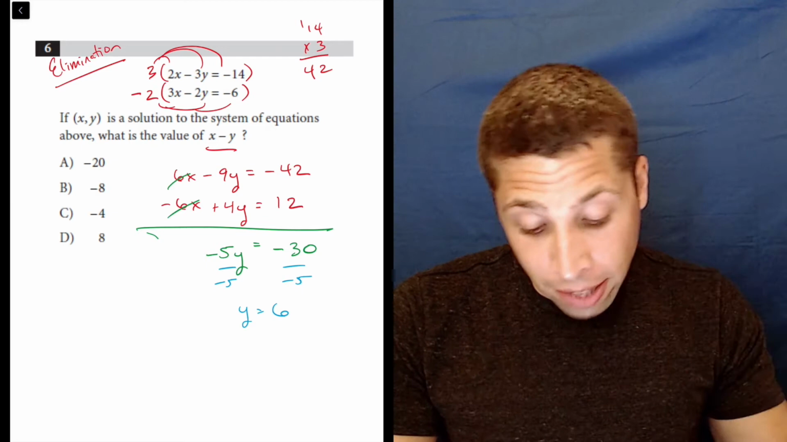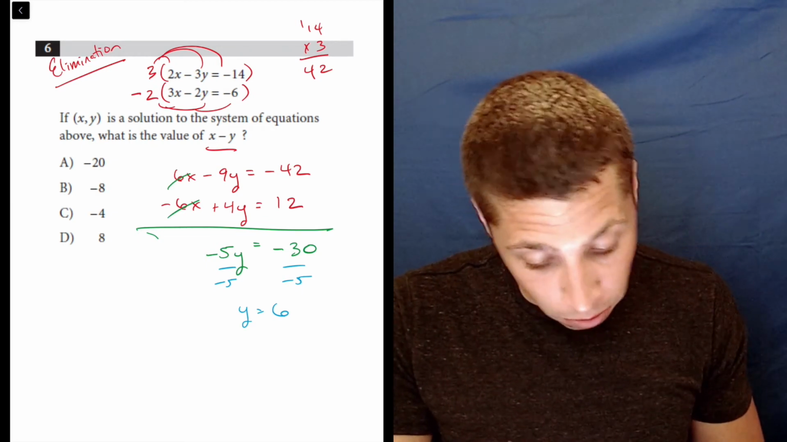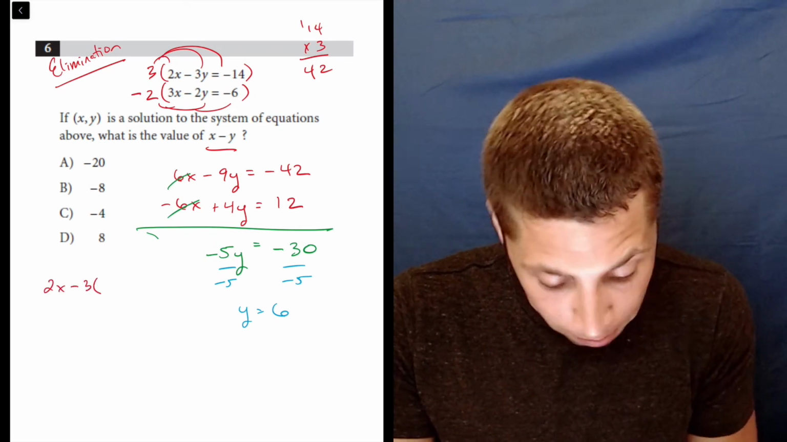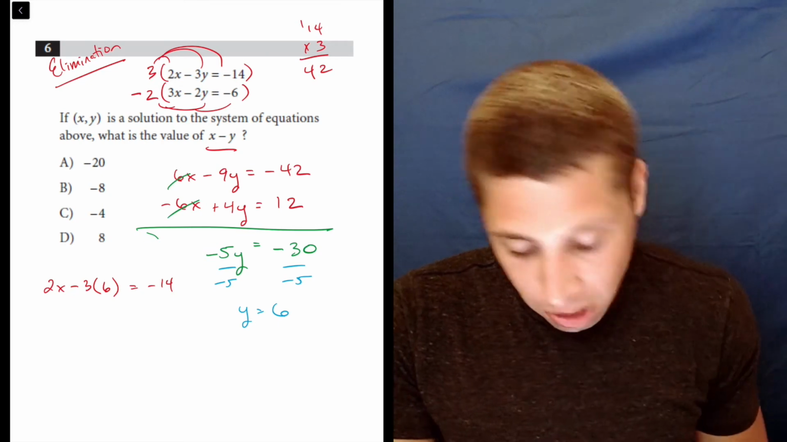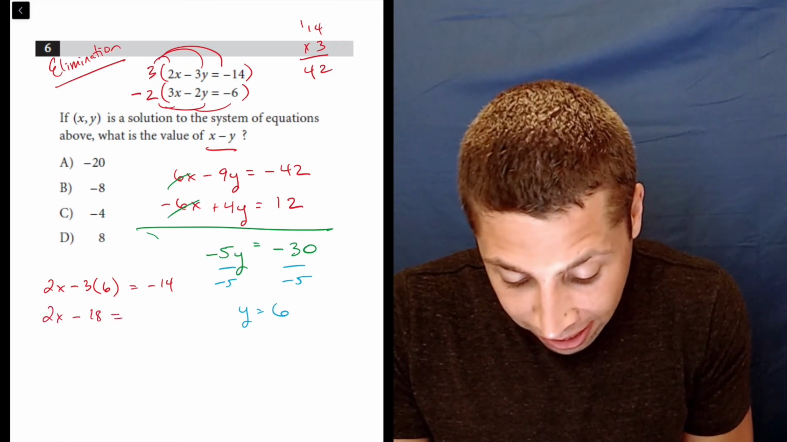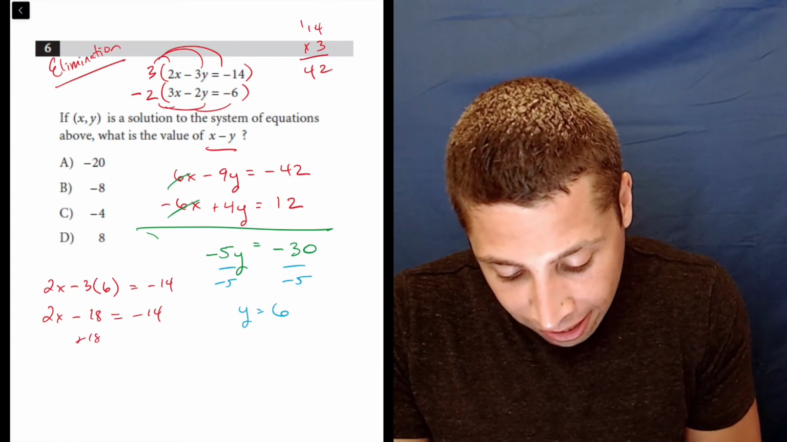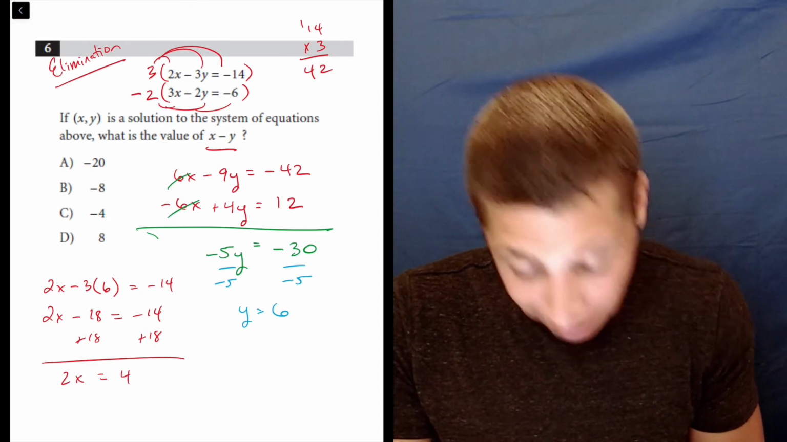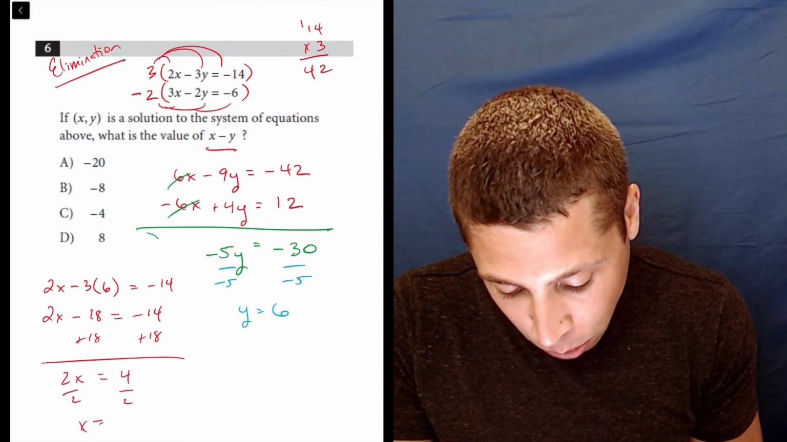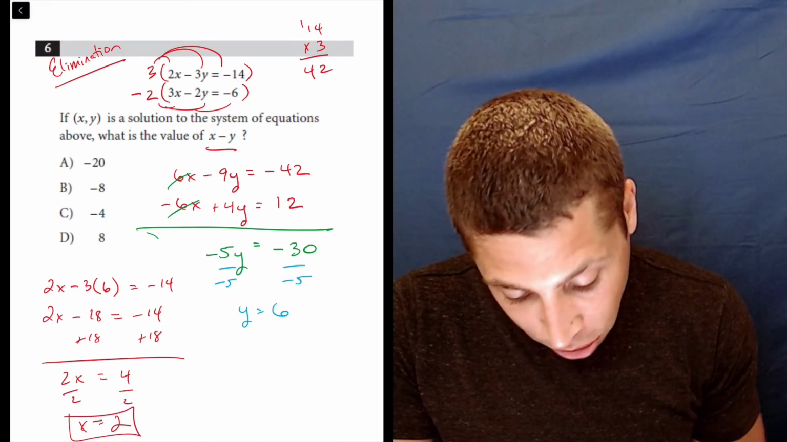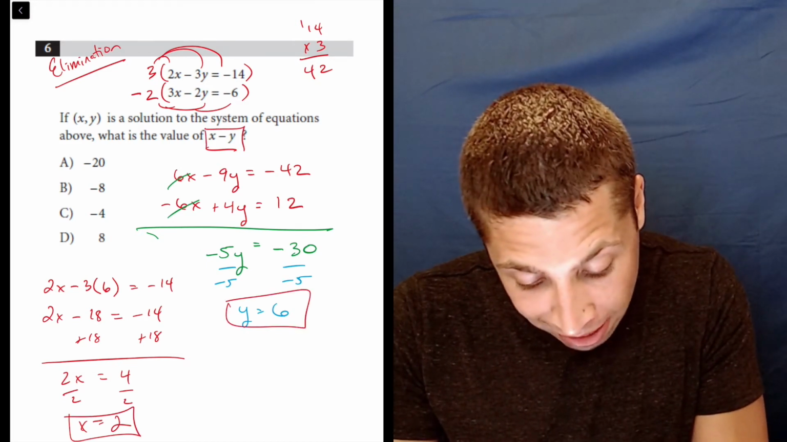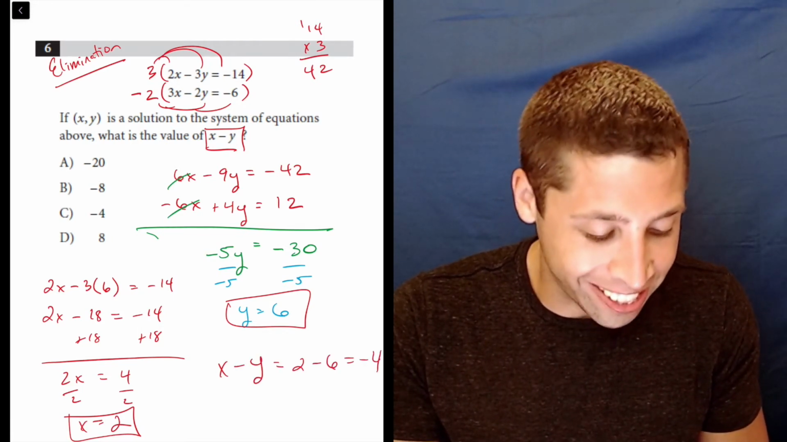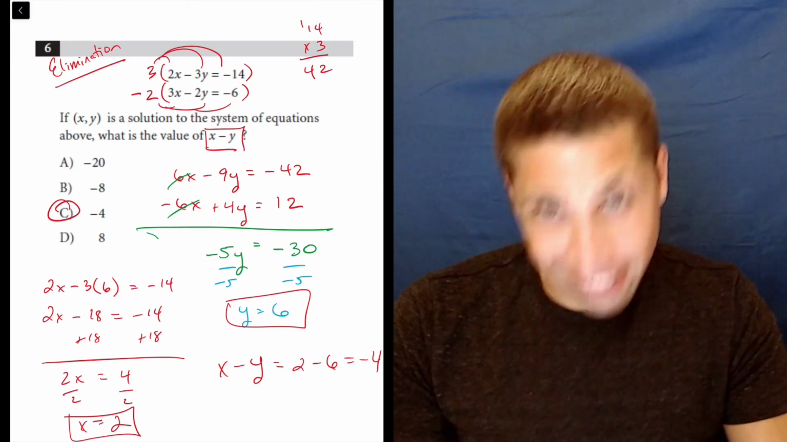And then we need to find out what x is. So we go back to an equation, pick either equation. I'm just going to do the top one. And plug in your value for y. So 2x minus 3 times 6 is equal to negative 14. 2x minus 18 is equal to negative 14. Let's add 18 to both sides. I know this is a long thing. 2x is equal to 4. Divide by 2. We get x is equal to 2. We have x is 2, y is 6, and we want x minus y. So x minus y is going to be 2 minus 6, which is negative 4, which is the answer.